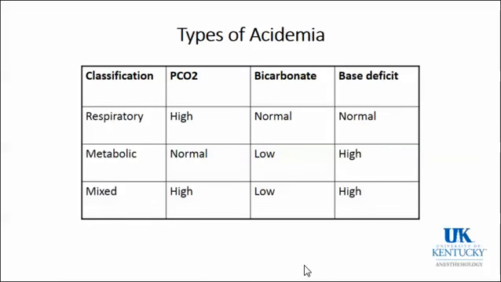And so the types of acidemia, the way that you can differentiate them is by looking at your PCO2, your bicarb, and your base deficit. So a metabolic, as you imagine, you're going to have a low bicarb and a high base deficit, but a normal PCO2. The other one that you're concerned about is a mixed, where you do have a high PCO2 because you have a component of respiratory acidemia, but you also have a low bicarb and a high base deficit.